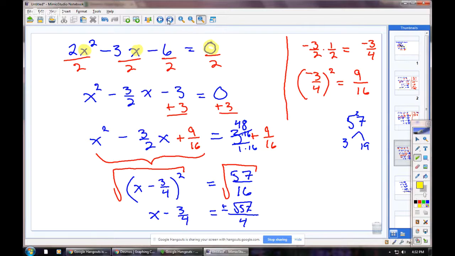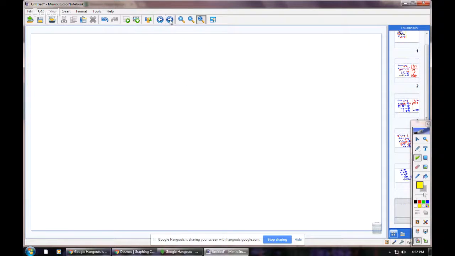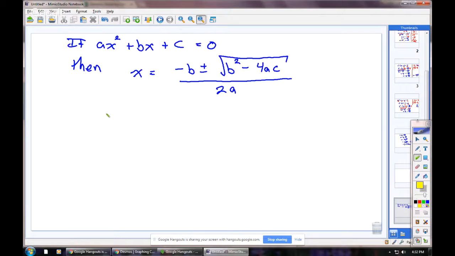All right, one more thing I want to show you before we go off and do our own thing. Blank page. There we go. This is what's called the quadratic formula. So if you start off with something that looks like this, then x has to look like that. So we're going to check that formula on the problem we just did.